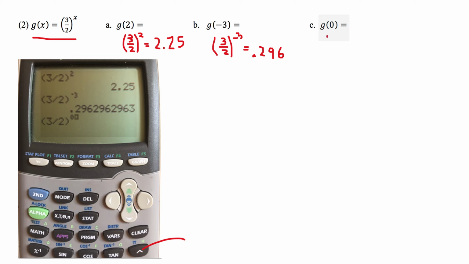And then the last one, we have 3/2, and we're raising it to the 0 power. Again, anything raised to the 0 power is always going to equal 1. But you can plug that in your calculator as well and see that that's the case.